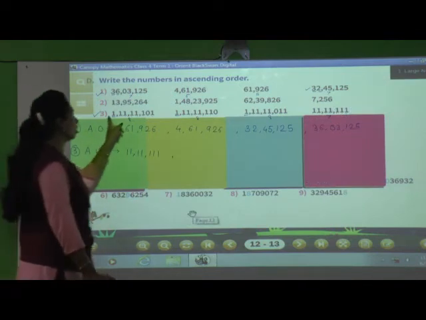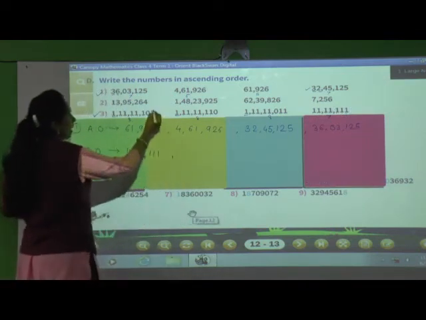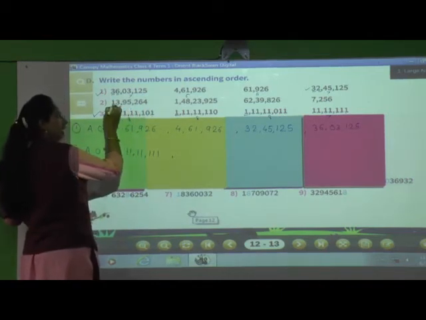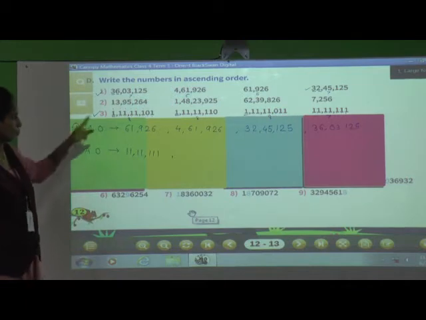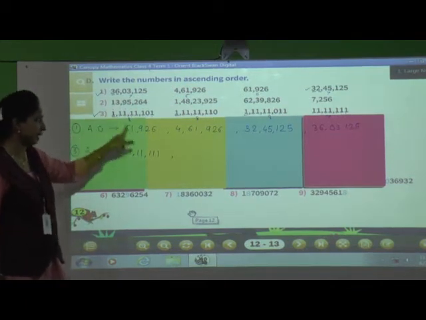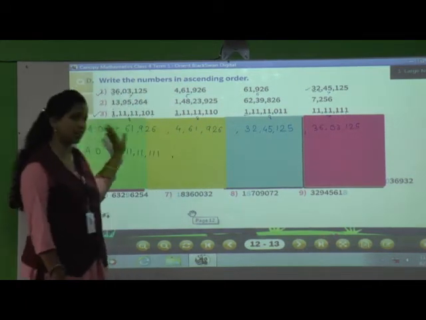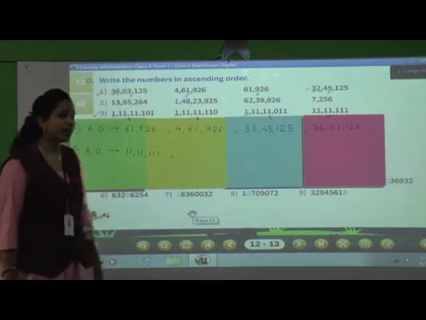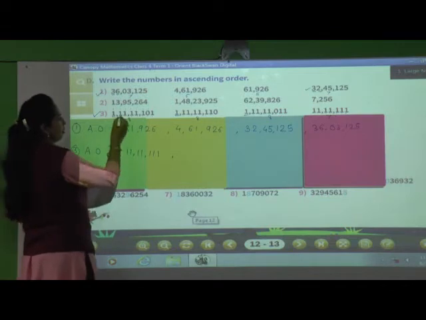Now look here. See, ones, tens, hundreds, thousands, ten thousands, lakh, ten lakh and crore. So in the crore place, in all 3 numbers the same digit is there: 1 crore, 1 crore, 1 crore. So what do we have to do? Go with the next number.